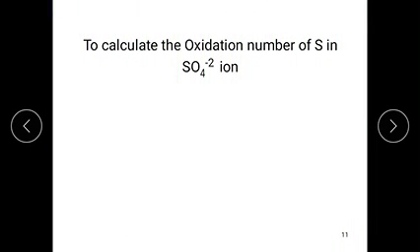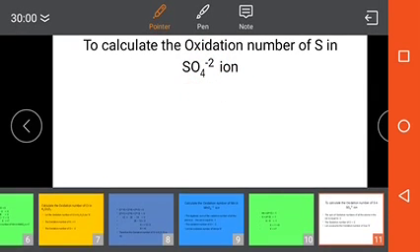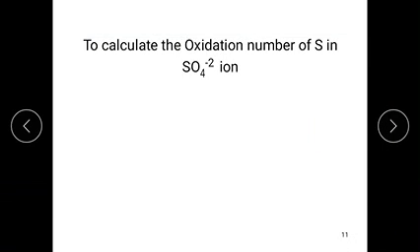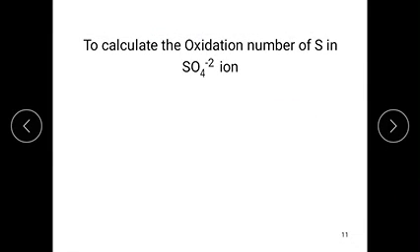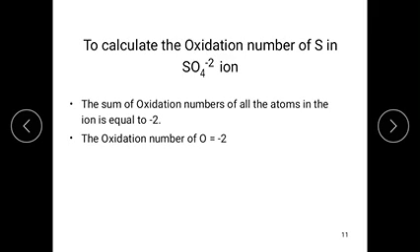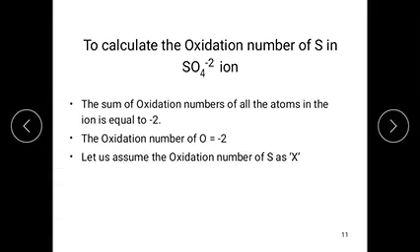Now let us calculate the oxidation number of sulfur in the sulfate ion. Here also, the algebraic sum of the oxidation numbers of the elements in this ion is equal to its charge, that is -2. Then sulfur plus 4 into oxygen equals -2.